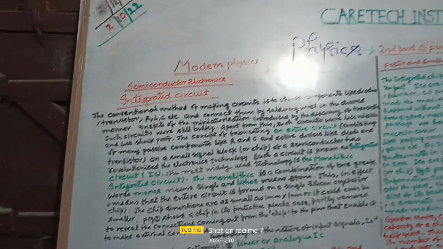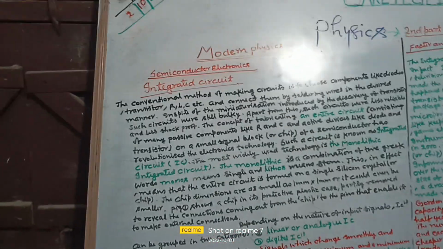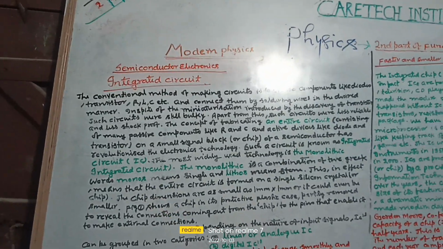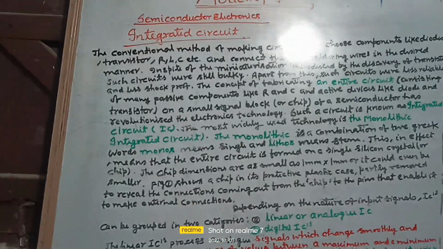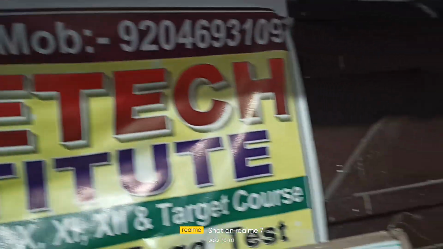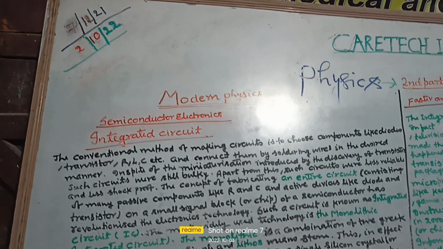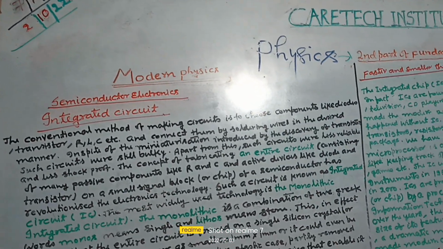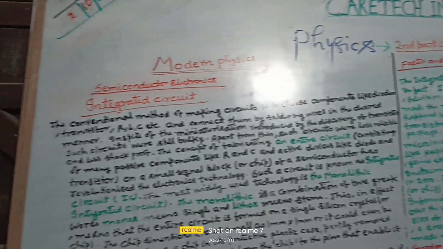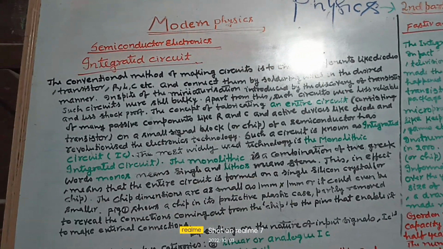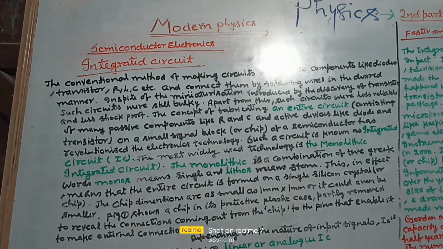Today we shall study about an integrated circuit in semiconductor electronics. The conventional method of making circuits is to choose components like diodes, transistors, RLC, etc. and connect them by soldering wires in the desired manner.